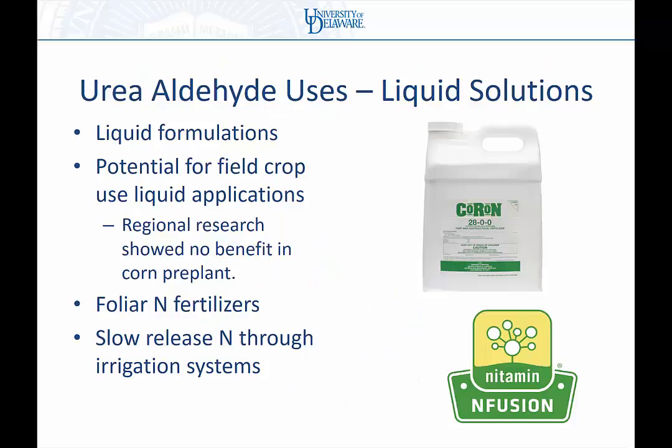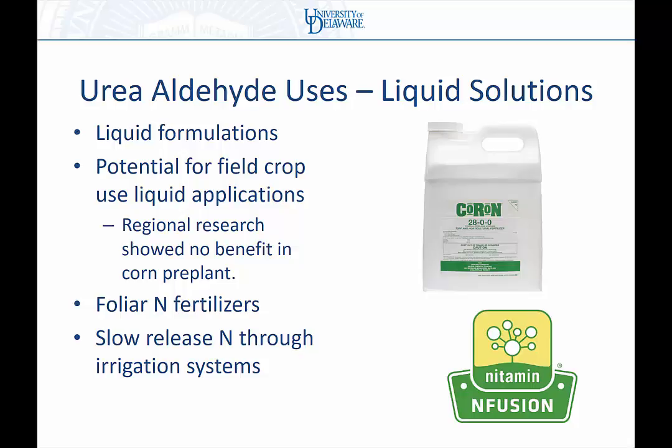Where we probably have a fit in this room is the use as a liquid product, liquid solutions. These have been sold for use in field crops. As an overall liquid source of nitrogen for slow release, what research that has been done in the region hasn't really been that promising in crops like corn. So it's not really reducing our need for side dressing. It's not giving us an extra yield benefit. Where it has had a fit is as a foliar fertilizer to provide nitrogen.